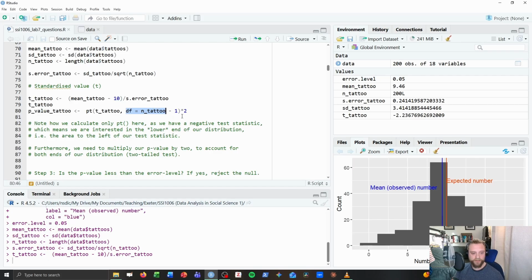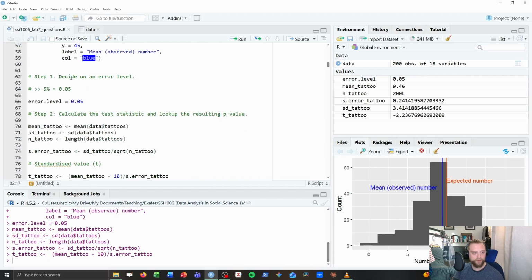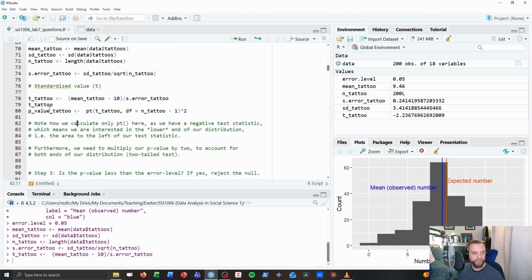We also need here something called the degrees of freedom. And the degrees of freedom is related to the n. So the degrees of freedom in this case is n minus 1. So in a one sample t-test, our degrees of freedom is always n minus 1.